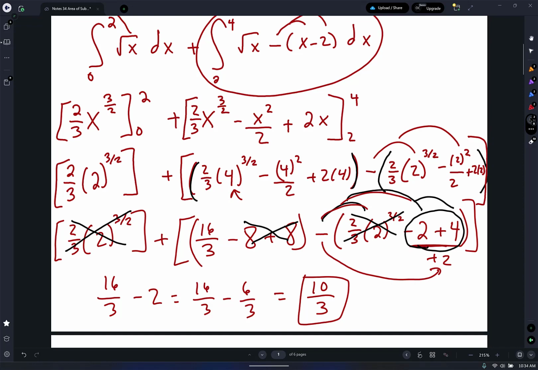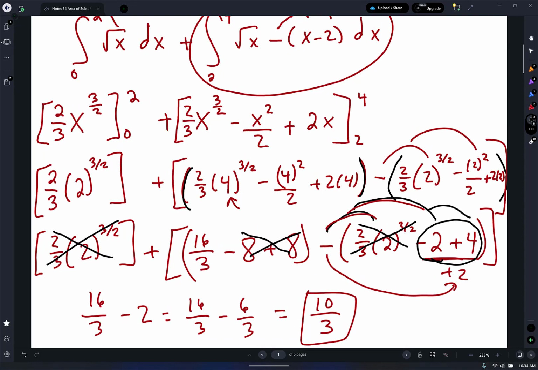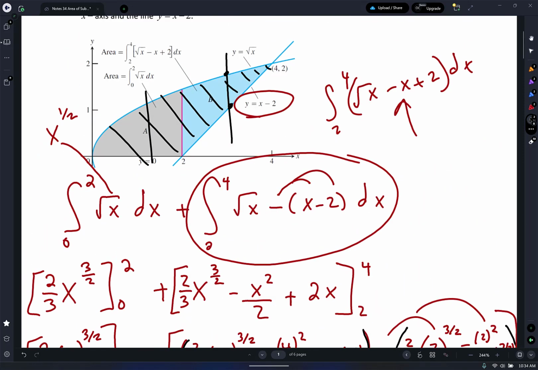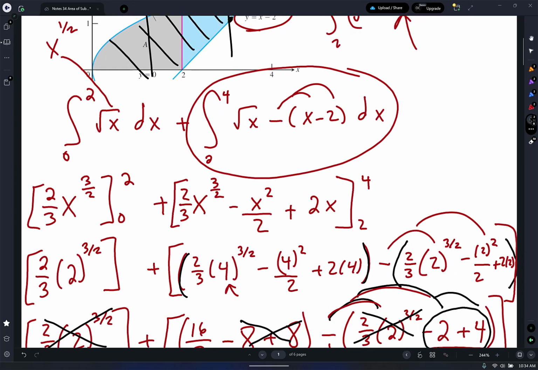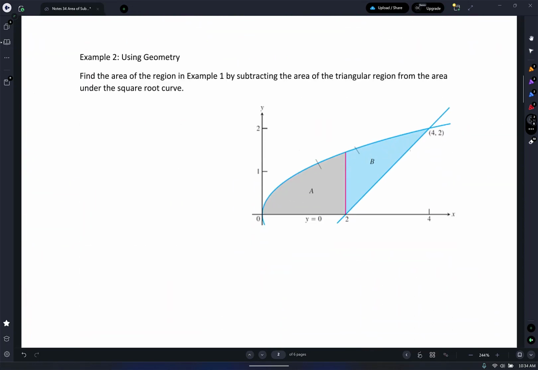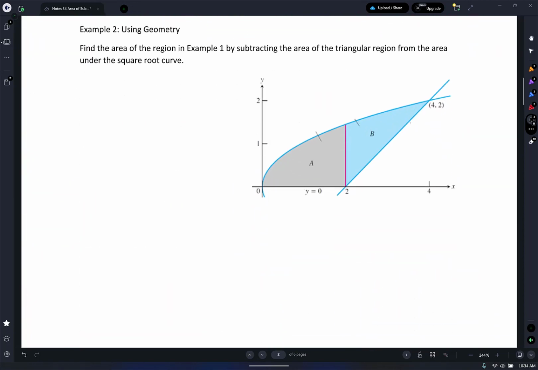How do we feel? Okay, so not bad, right? Look what you could have done. So go to the next one, and I did this by design. Notice it's the same question. It says, find the area of the region in example 1 by subtracting the area of the triangular region from the area under the square root curve.